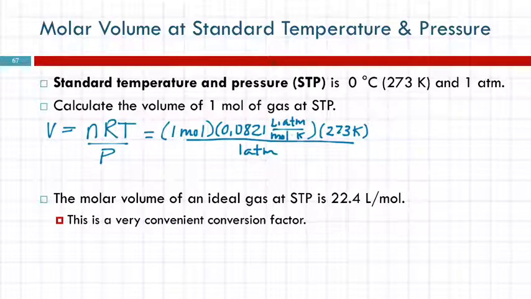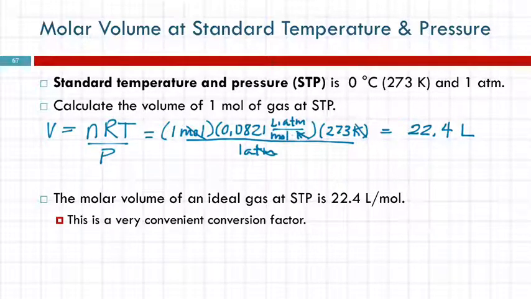We see our units work out. Moles cancel, atmospheres cancel, kelvins cancel. And we end up with 22.4 liters. This is called the molar volume. A molar mass was the mass of 1 mole of something. Molar volume is the volume of 1 mole. The molar volume of an ideal gas at STP is 22.4 liters per mole. 1 mole has a volume of 22.4 liters. It's a very convenient conversion factor.